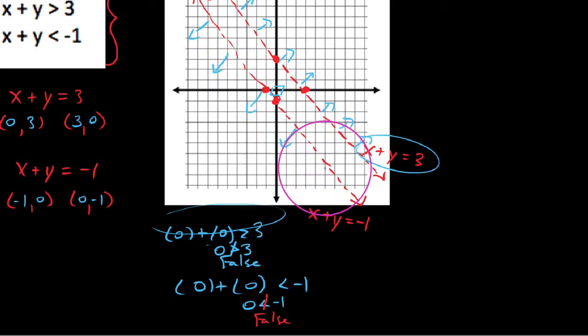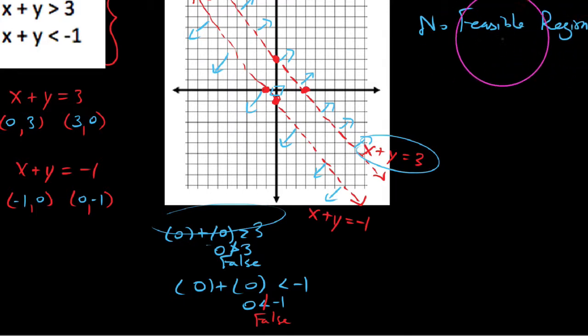So what you see is this. We've shaded a couple of half regions of the entire plane here, but there are no points that both of these inequalities would share simultaneously. So there's no feasible region. And since there are no points that are feasible for everybody, we could say no solution.